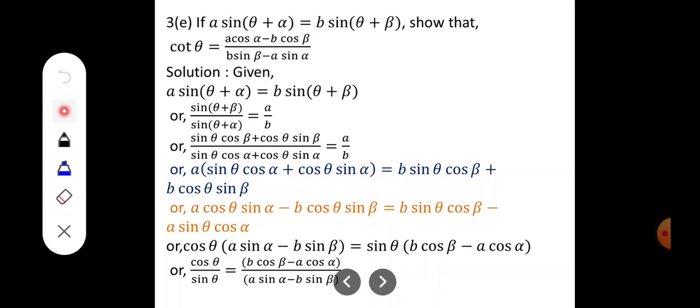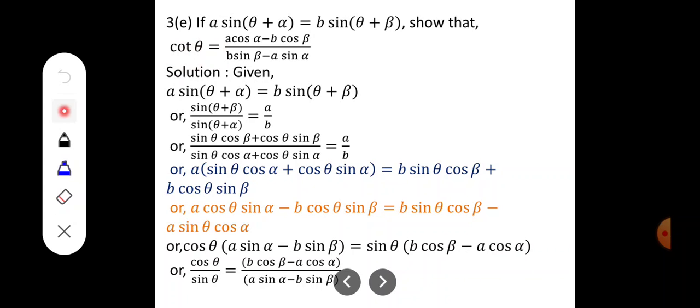We get this line, and by transposing we get this line. B cos theta sin beta we take to the left, and A sin theta cos alpha we put on the right side, we get this line. Now we take cos theta common, we get A sin alpha minus B sin beta, and here sin theta common, B cos beta minus A cos alpha.